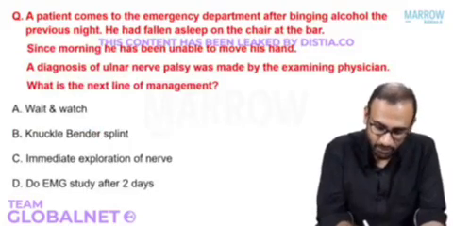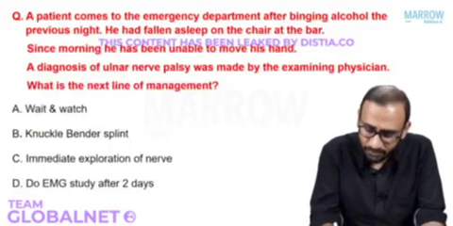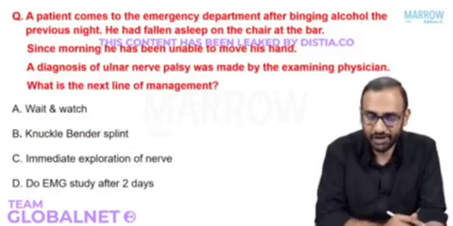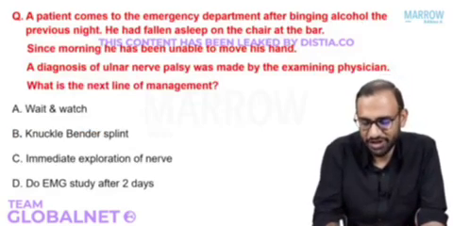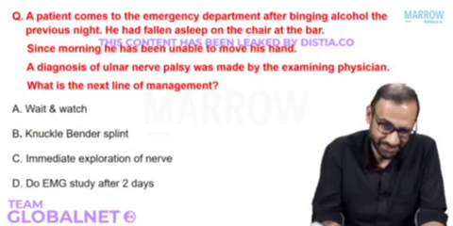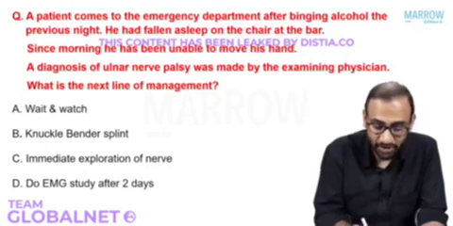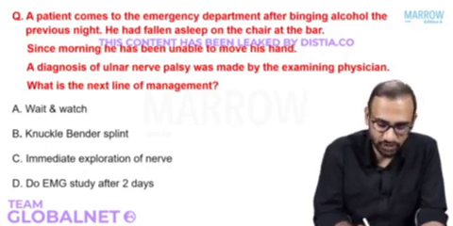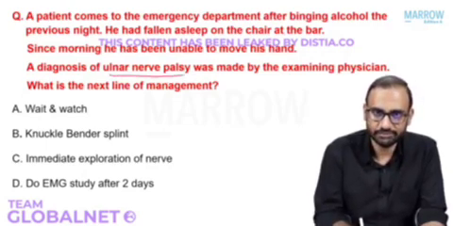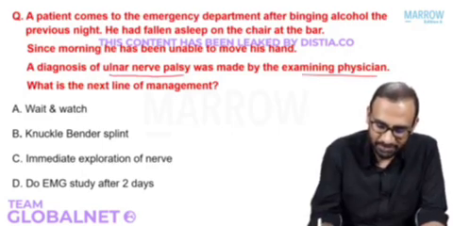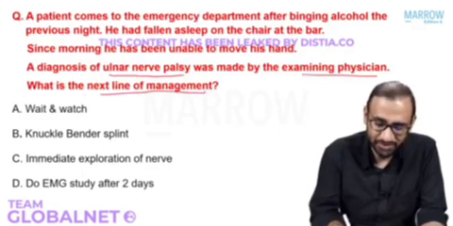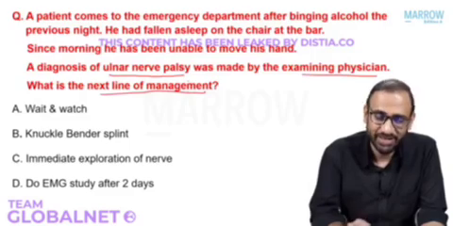Next, a patient comes to the emergency department after binging alcohol the previous night. He had fallen asleep on the chair at the bar. Saturday night palsy, right? Right. Since morning, he has been unable to move his hand. A diagnosis of ulnar nerve palsy was made by the examining physician. What is the next line of management? So basically, the question is asking about ulnar nerve palsy. Please remember this.